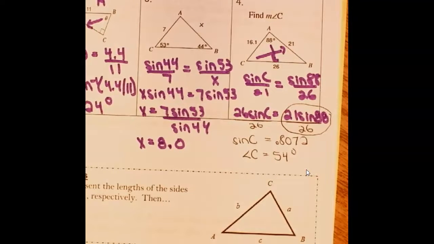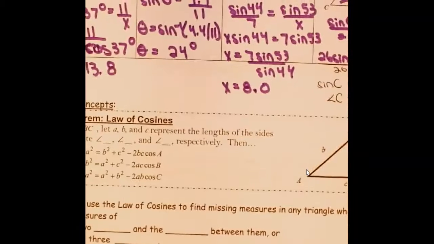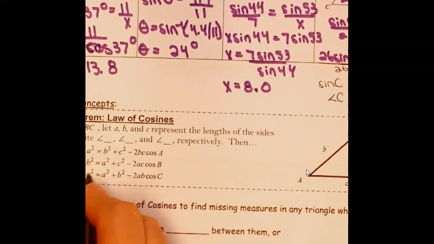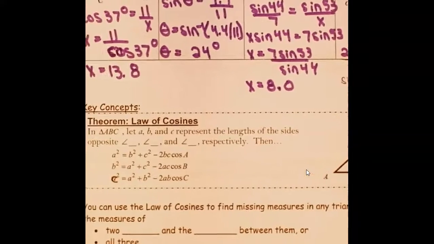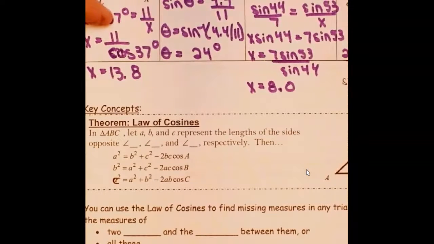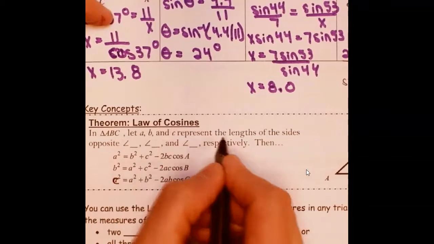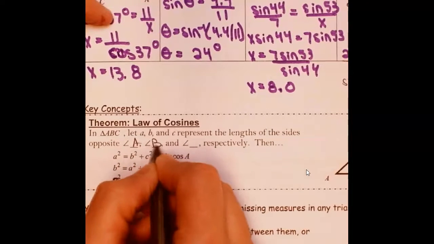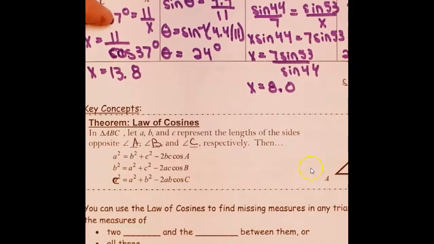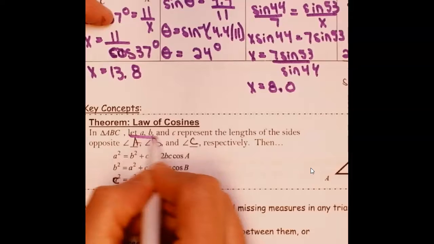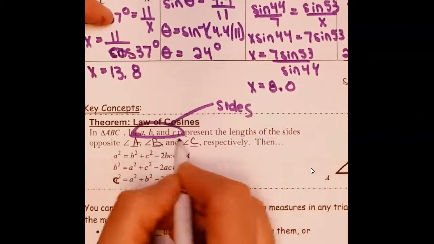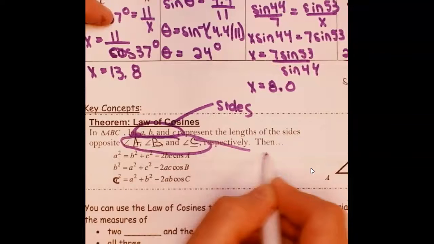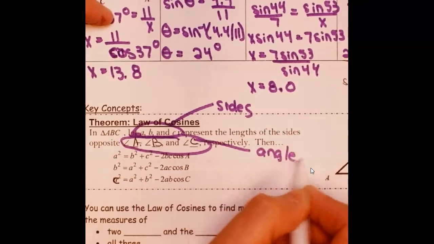Okay, the last theorem is called the Law of Cosines, and there is a typo here. This down here should be a c squared. And again, same thing as before, A, B, and C are sides, capital A, B, and C are angles. Again, all of these little guys are sides. If they're capital letters, these are angles.